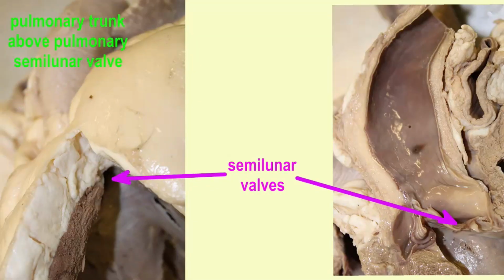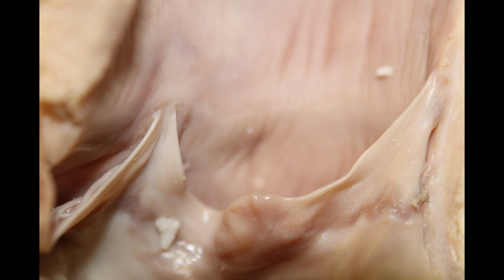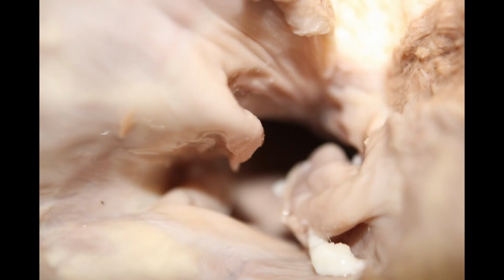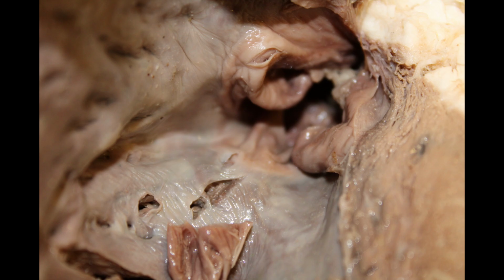In the semilunar valves, each is located at the base of a vessel, not an atrium. The aortic semilunar valve is at the base of the aorta, separating it from the left ventricle, while the pulmonary semilunar valve is at the base of the pulmonary trunk, separating it from the right ventricle.